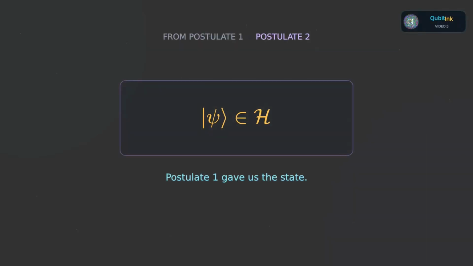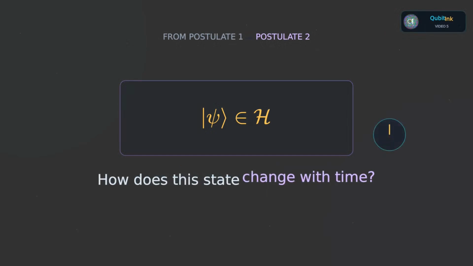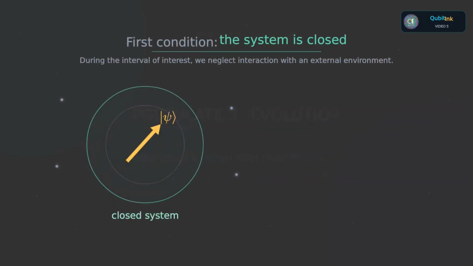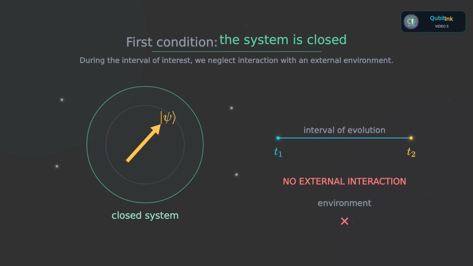We ended postulate 1 with a state vector living in a Hilbert space. Good. Now the obvious question is, once we have that state, how does it change with time? That is the job of postulate 2, evolution. The postulate applies first to a closed quantum system. During the interval we are considering, we treat the system as not interacting with an external environment. Under that condition, the evolution is unitary.